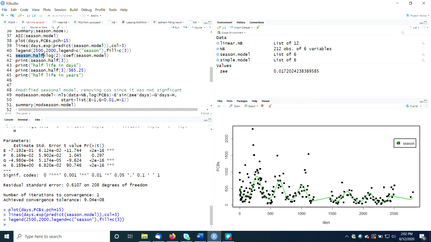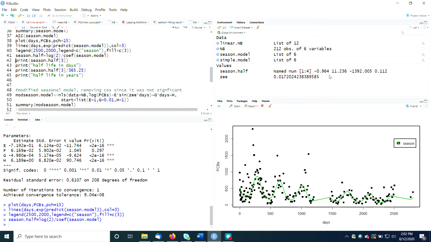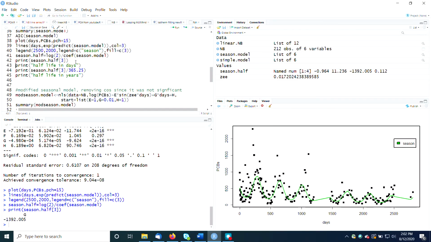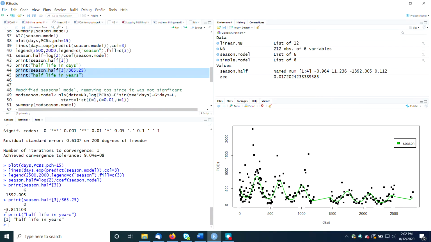I'm going to call it season.half, the log of 2 divided by the coefficient in the seasonal model. And you notice over here, it's giving me the log of 2 divided by all the coefficients, all 4 of them. But if I want to print this out here, I would just be printing the third coefficient, which is my g here. So the half-life in days is 1,392 days. Okay, and then if I divide that by 365.25, I get my half-life in years, 3.8 years. Okay, so that's my half-life. How long it takes my concentrations to drop by half.